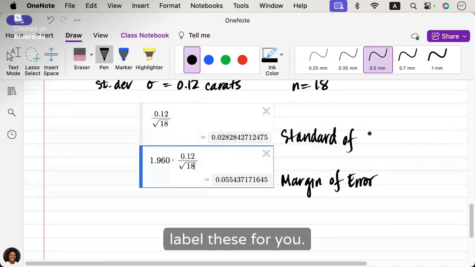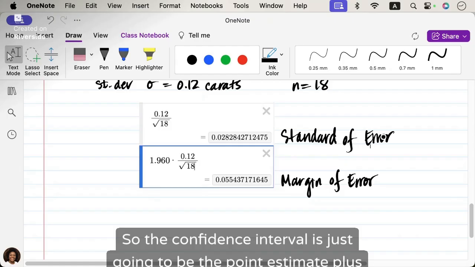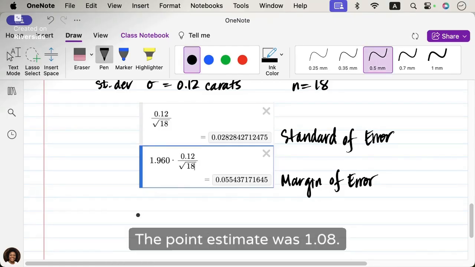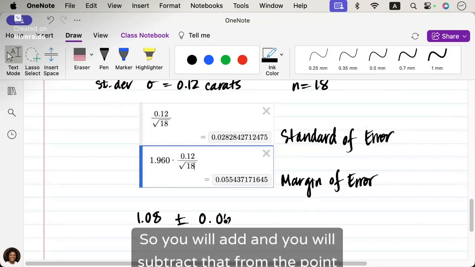I'll label these for you. So the confidence interval is just going to be the point estimate plus or minus the margin of error. The point estimate was 1.08. So plus or minus 0.06, we're rounding in kind. So you will add and you will subtract that from the point estimate.